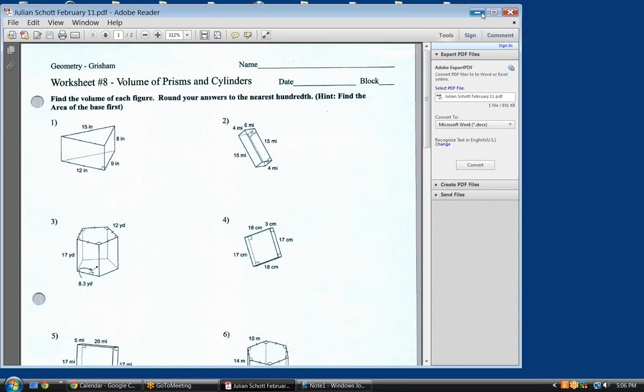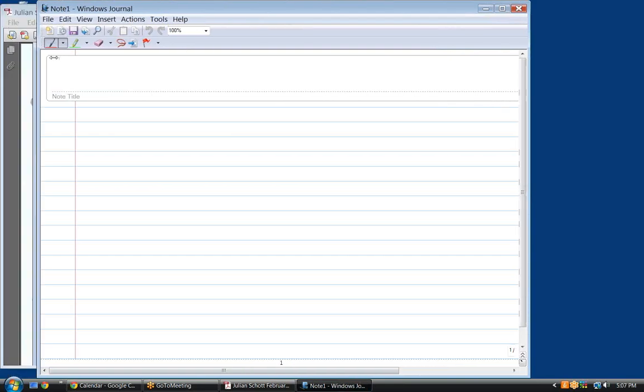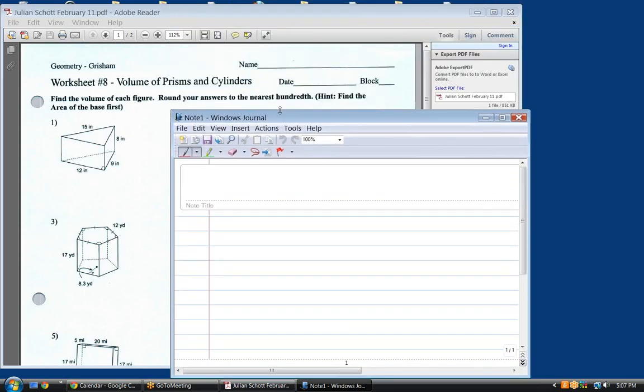Let's take number 1. We know it's a prism just because the title of the section is volumes of prisms and cylinders. Actually, a cylinder is a prism, so the title really should be volume of prisms. Okay. Why is number 1 a prism? Because when you cut it in half, you'll still see a triangle.